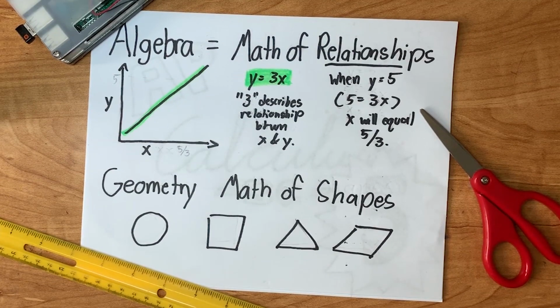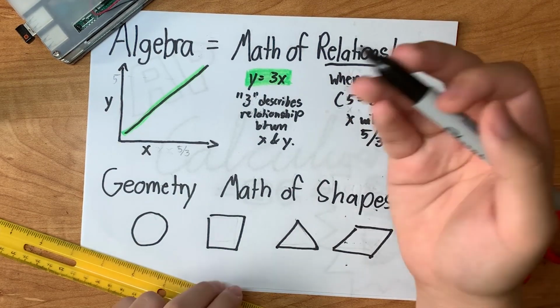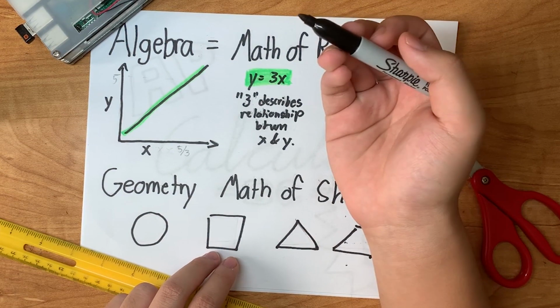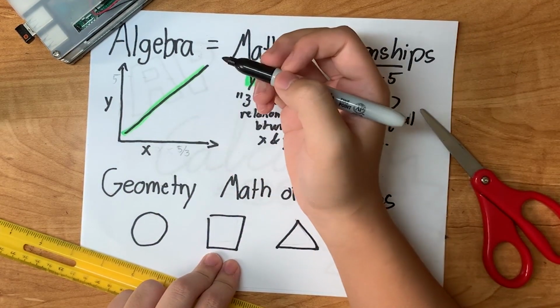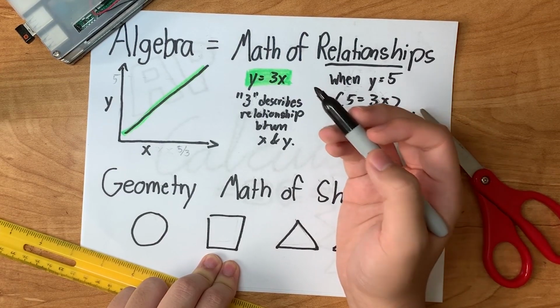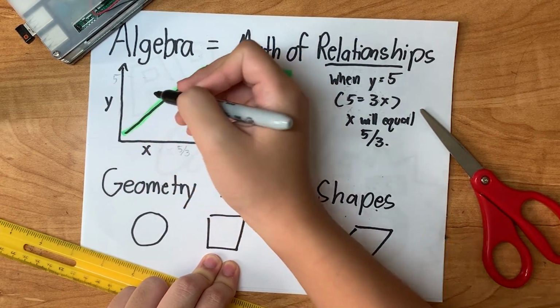Let's talk about what calculus is. We know that algebra is the math of relationships, or the math of the unknown. It's all about seeing the relationship between two variables. Here we have x and y. This is a relationship of 3 between x and y, as seen here. Y equals 3x. For every one interval of x, we jump 3 intervals of y.